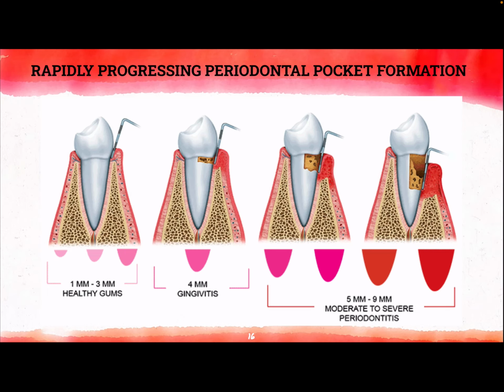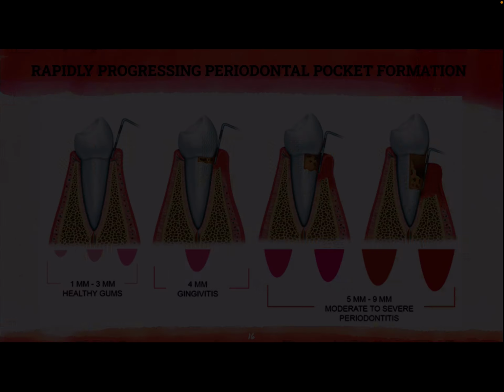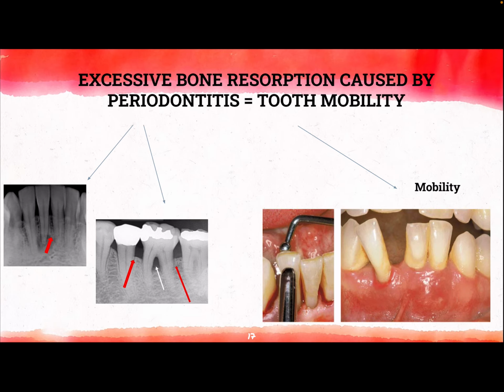This picture shows the periodontal disease process from gingivitis, which is a reversible condition, to periodontitis, which is an irreversible condition. Poor oral hygiene can lead a diabetic patient to experience periodontitis. In these pictures on the left side, we can see how excessive bone resorption has been caused by periodontitis. And on the right side is the clinical appearance of a person who has experienced tooth resorption.